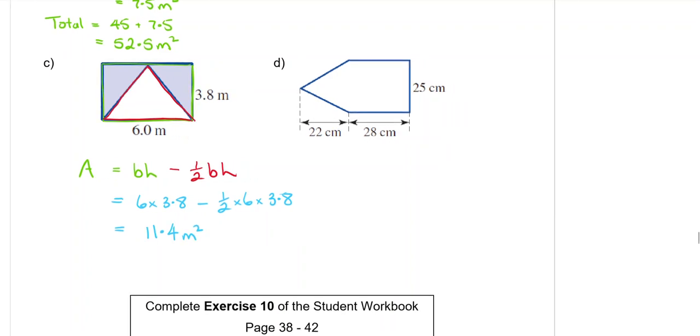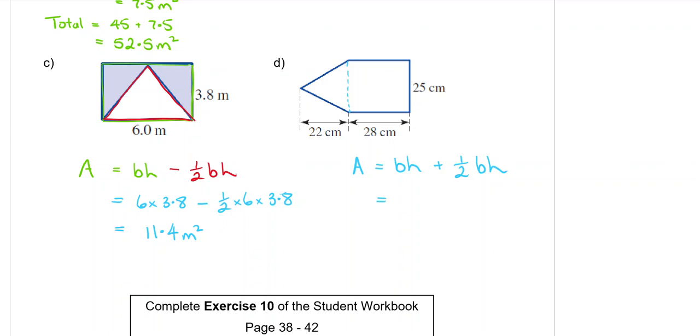Okay, another one here. This time I would want to cut this shape up, which means I'm going to be adding these 2 pieces together. I have a triangle and it looks almost like a square, but be careful, it is 28 by 25, which means it is technically a rectangle. So adding my formulas together, I'm going to start with my rectangle, which will be BH, and then I'm going to add, because they're next to each other, the triangle, which is half BH.